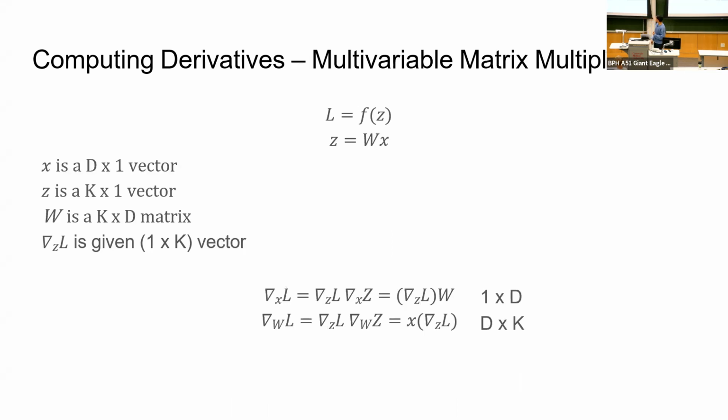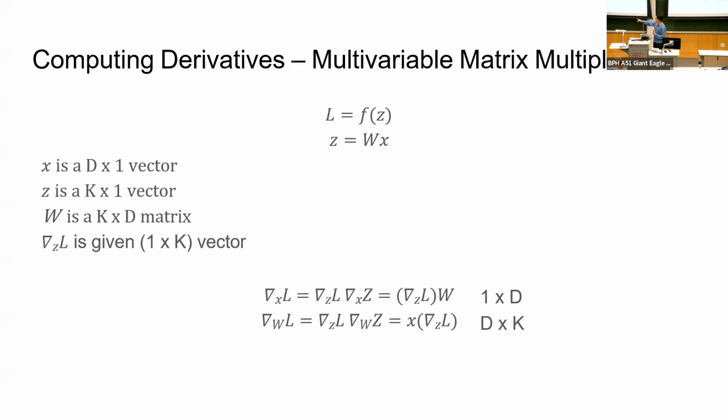All right, so the multivariable matrix multiplication. Again, this is similar to the scalar method. However, in this case, the order of the derivatives matters. So we'll get to that in a second, but here the loss is a function of z, where z is represented as w times x. However, here w is not a scalar. It's given as a k by d matrix, and x is a d by 1 vector, z is a k by 1 vector. So the derivative of L with respect to z is given as a 1 by k vector.